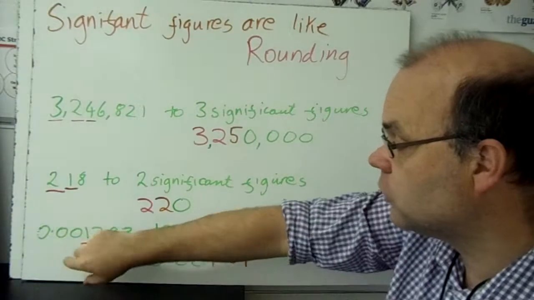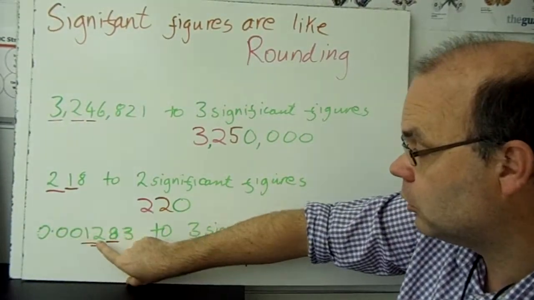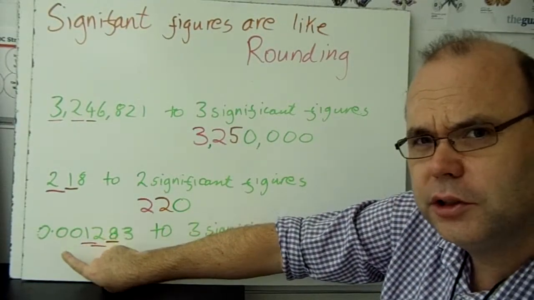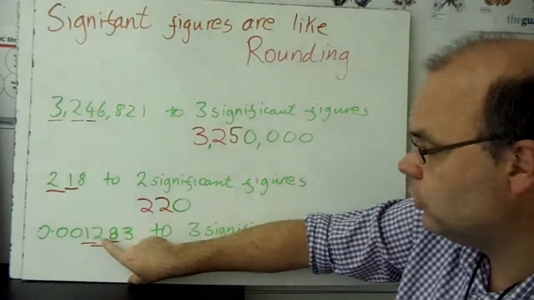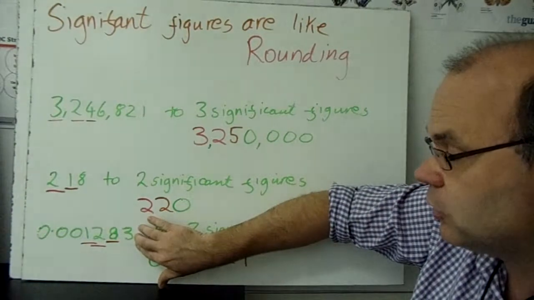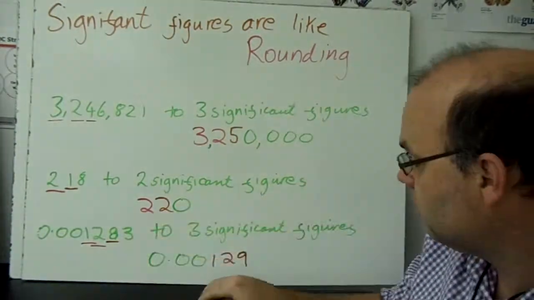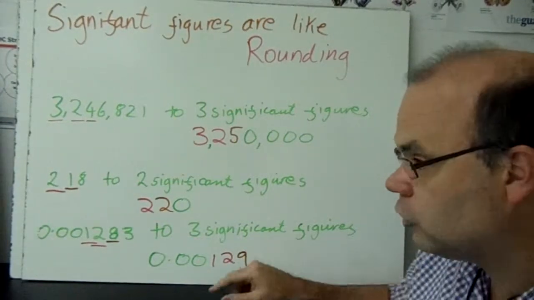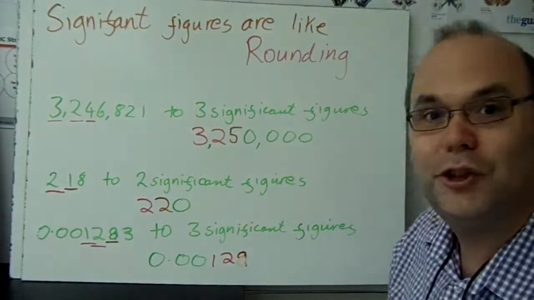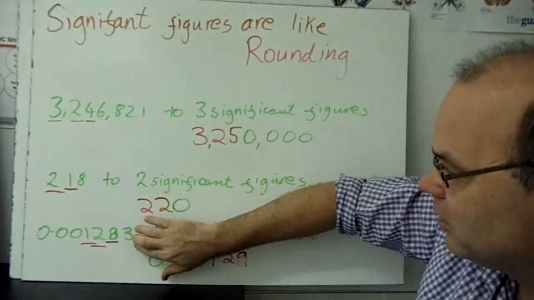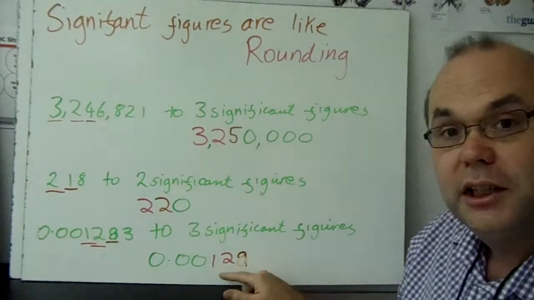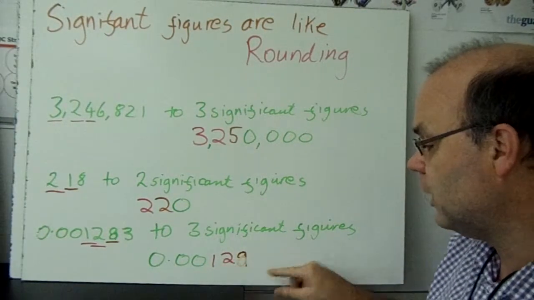After the decimal point, it works the same way. We've got 0.001283 to three significant figures. We count our 3, not those zeros, because they're just zeros. 1, 2, 3, that's the 8. And then we look and we say, oh, that's less than 5, so it's closer to 128. And I made a mistake. Sorry, folks. Look at the next number. The 3 is closer to 128 than 129. So to three significant figures, it's 0.00128.